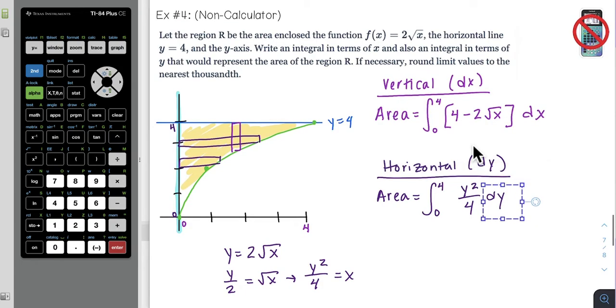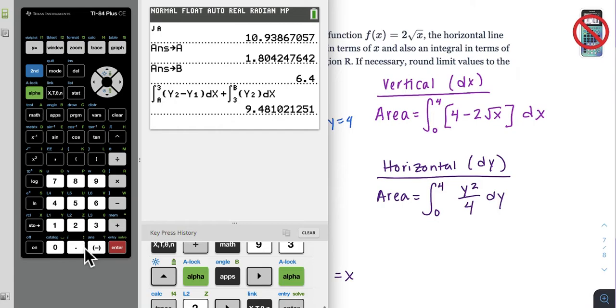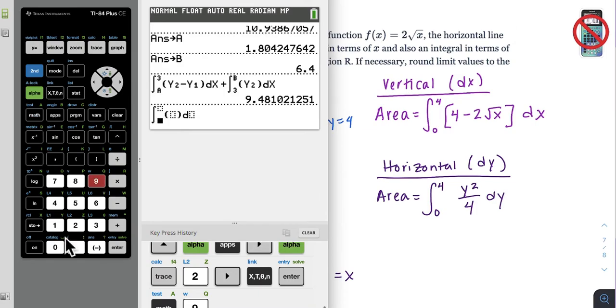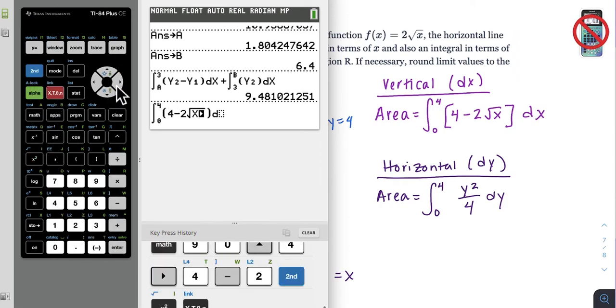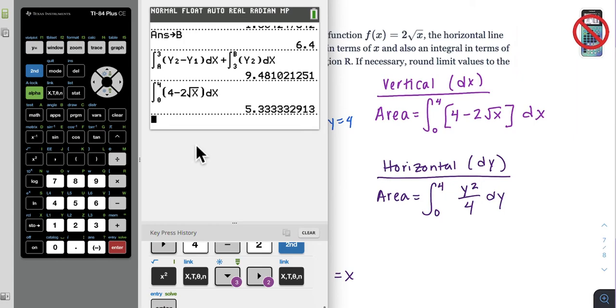So I'm just going to quickly show you that these are exactly the same on my calculator. And because they're pretty easy functions, I'm not going to bother putting them in my y1 and y2 and stuff. So I'm going to do math 9. I want to go from 0 to 4. And I want to do 4 minus 2 square roots of x. And then we're doing that in terms of x. Okay, we get that number.